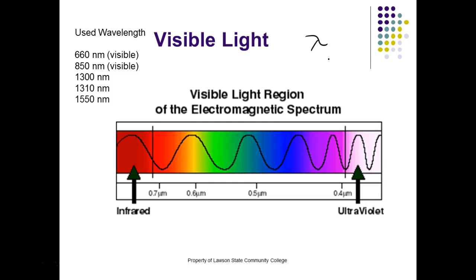660 nanometers, 850 nanometers. These are the ones most widely used in fiber optics. 660 and 850 would be visible, right? When we get up to 1300, you couldn't see this anymore because it would be in the infrared, or in the spectrum that we can't see.